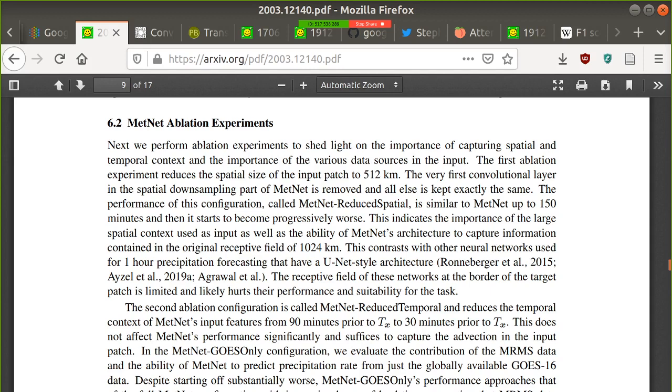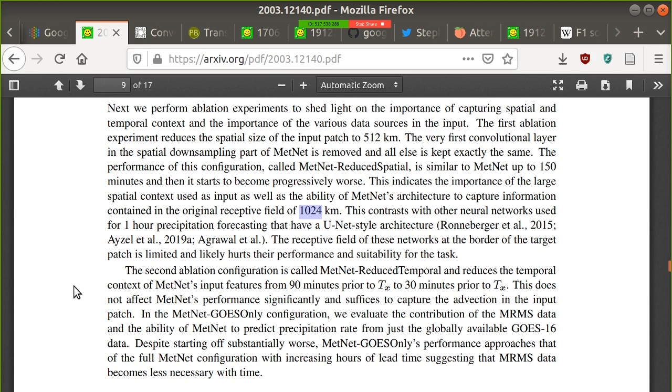The numbers don't exactly add up. 150 minutes versus 512 kilometers. It's a bit funny in that it doesn't really match their number of 60 kilometers per hour speeds, but it doesn't really matter. So they find that, as you'd expect, the longer you want to predict in the future, the more of an input patch you need. The other thing they do is they look not as far back into the past. They only look 30 minutes back instead of 90. It doesn't make a huge difference.